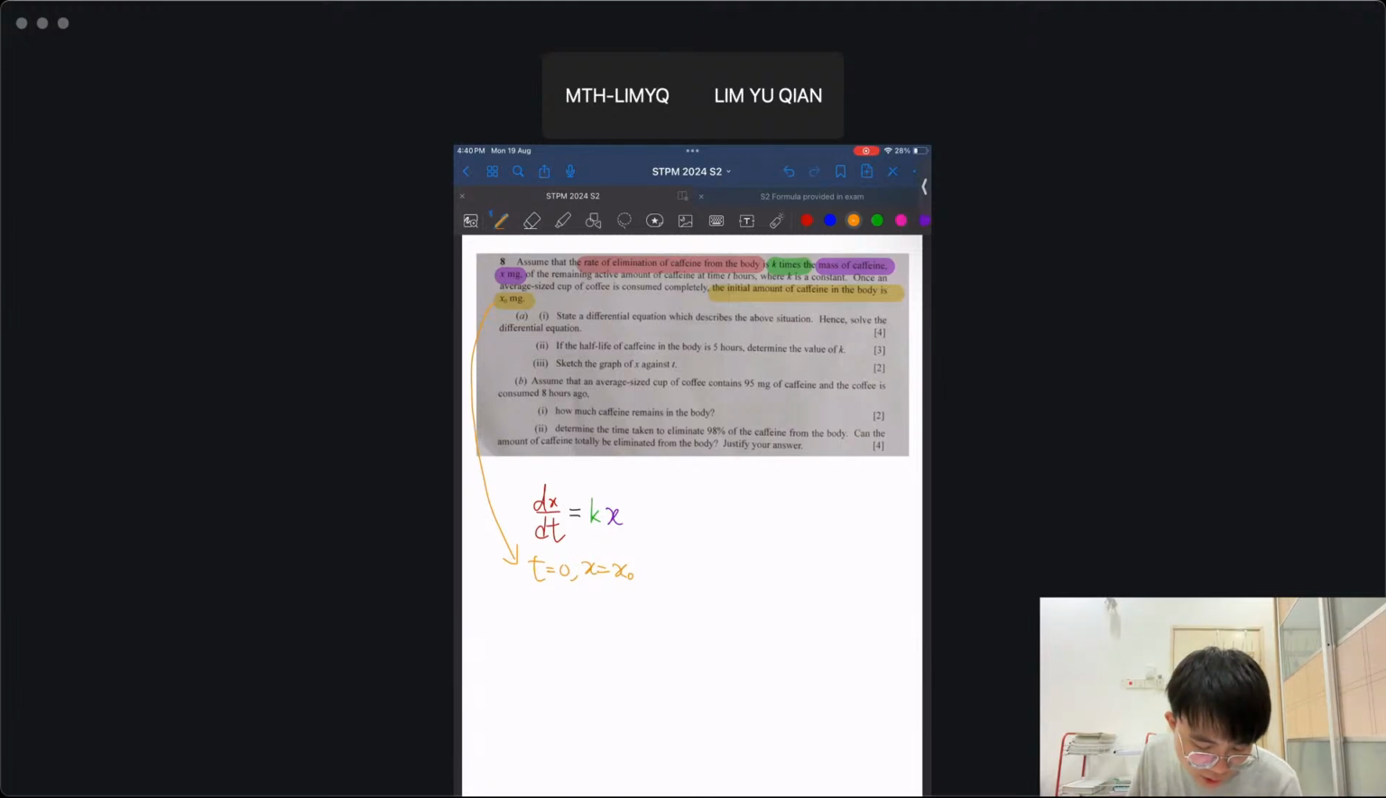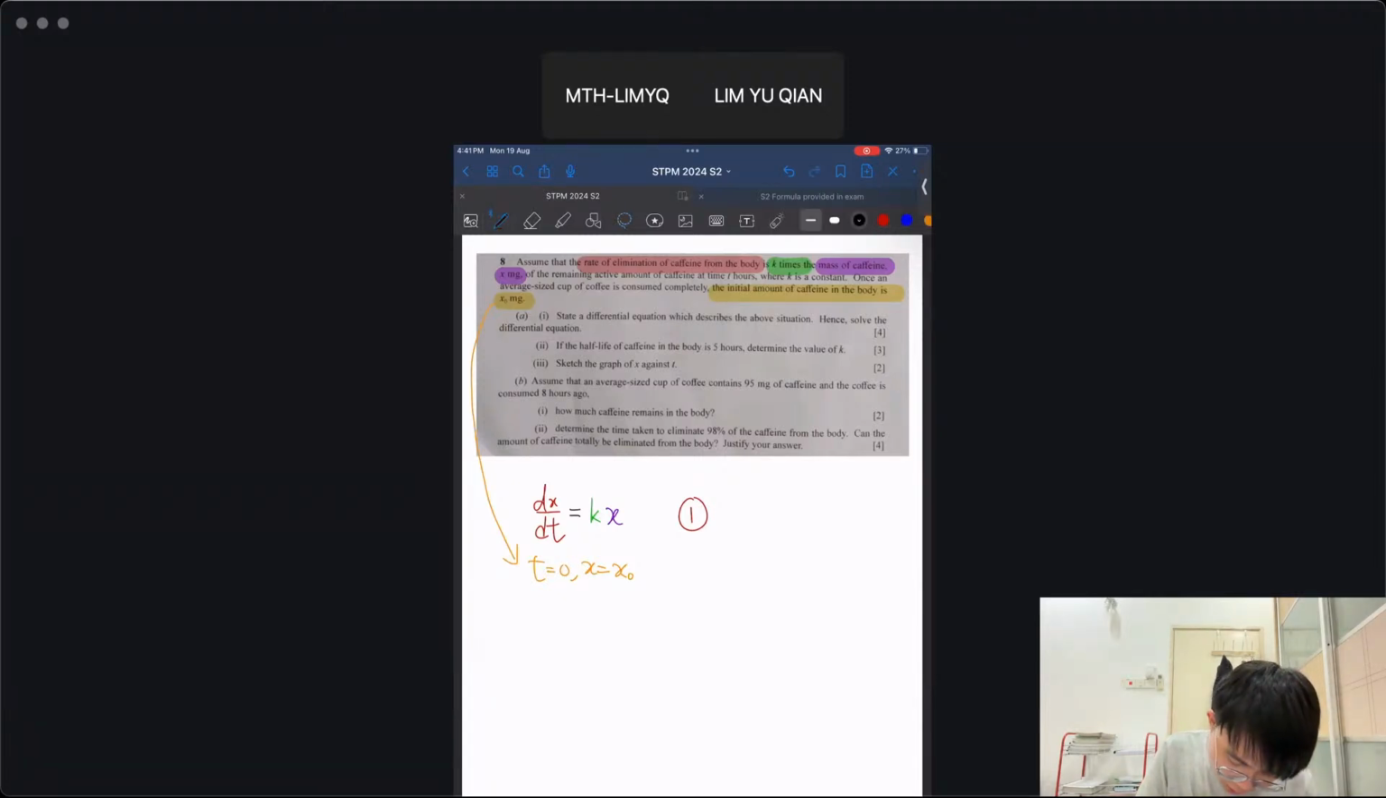State a differential equation which describes the above situation, hence solve the differential equation. You must do both. Stating the differential equation, you have 1 mark. But it depends on the scheme. Sometimes the scheme also counts the condition. Okay, but I think it's different. So this one is 1 mark, this is 1 mark, and the condition is there.